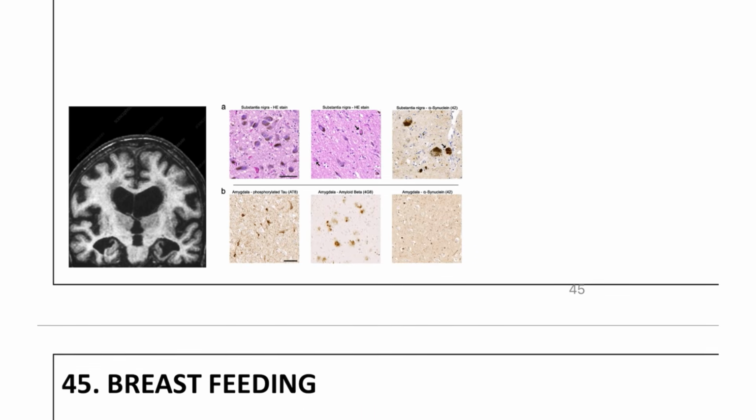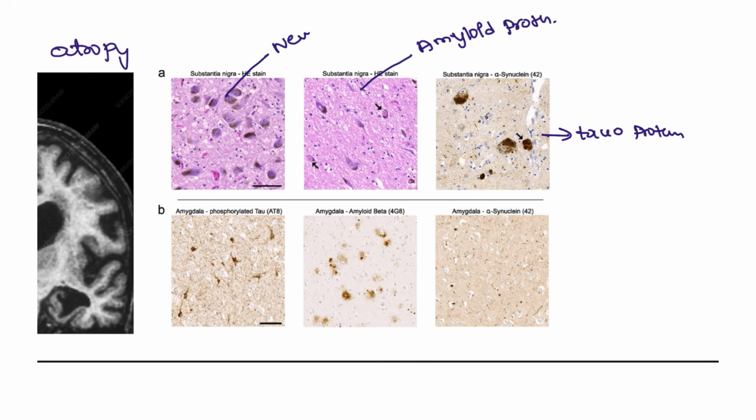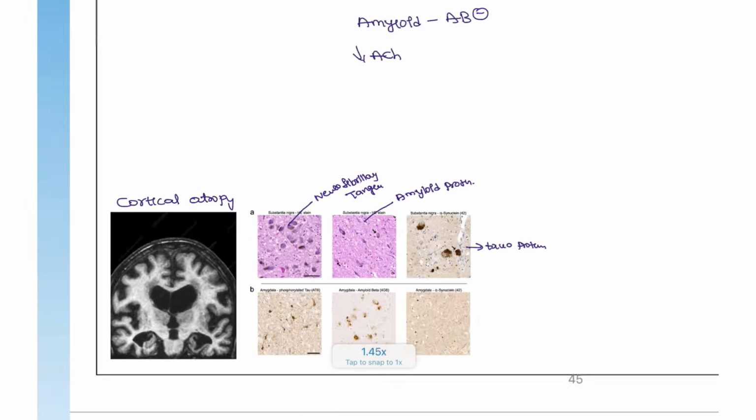And here you can see this is seen in cortical atrophy. You are going to see the cortical atrophy in the patient. And when you do the histopathology, you are going to see these pictures. These are known as tau proteins, and these are known as amyloid proteins, and these are neurofibrillary tangles. These are seen under the microscopy pictures.